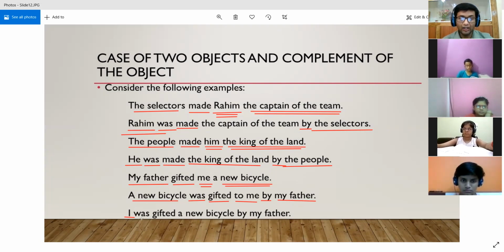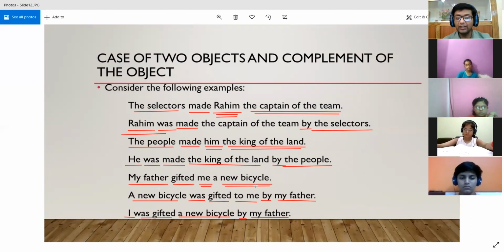So you can see, again, it is was gifted because I am using the correct form of the be verb and the third form of the verb gift. So I was gifted a new bicycle by my father. Again, I have used the preposition by, and then I have placed my object, right? So you can see that in one sentence, I am using the new bicycle as the subject. And then in the other sentence, I am using me as the subject, because there are two objects present over here.